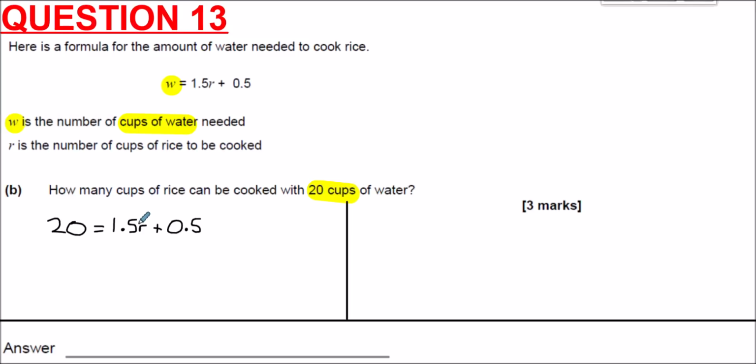To solve the equation, we want to have R on its own. So the first step we could do is to get rid of this plus 0.5. This 0.5 is a positive thing. If we get rid of it by swapping it to the other side of the equation, if we swap the side, we swap the sign. Opposite of plus is minus. And so on this side we'd have 20 minus 0.5, which should give us 19.5. And on this side of the equation, we'd just be left with 1.5R.